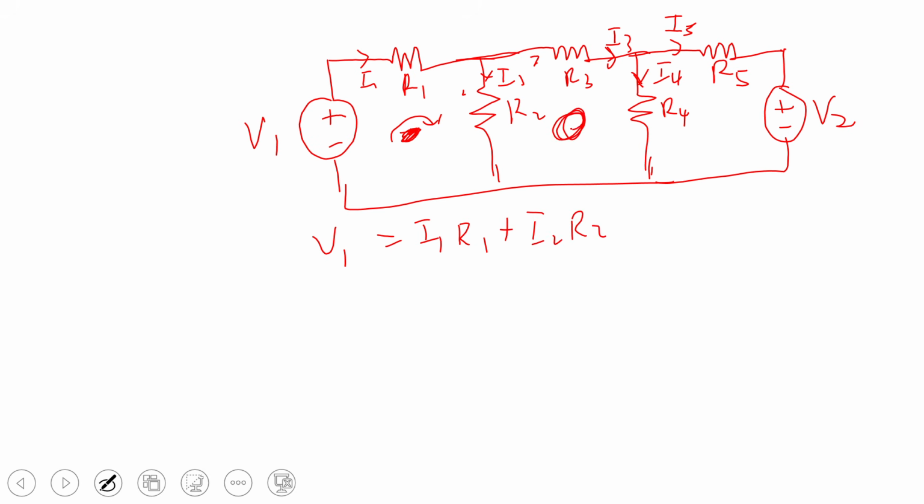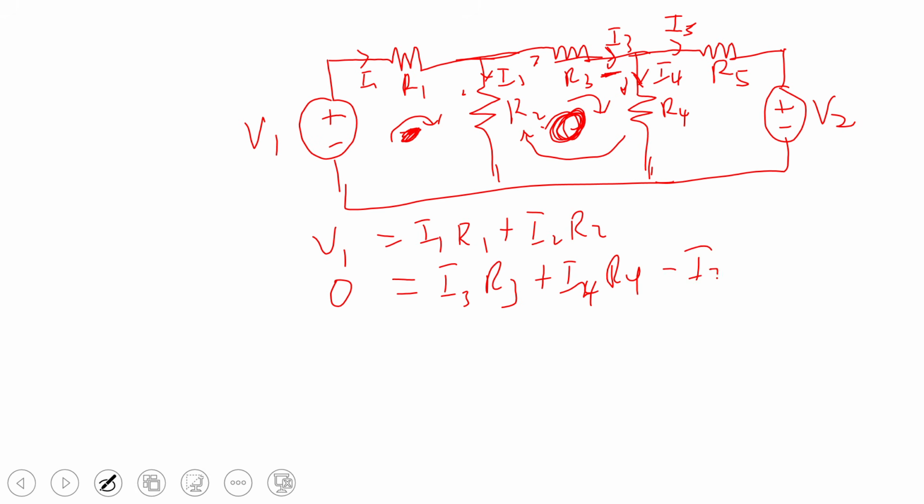Now let me take this particular loop and I'm also going in the clockwise direction. Now you can see that here, within this loop, I can't see any voltage source within this particular loop. So I'll say 0 is equal to, then here I'm following the I3 direction. So it's going to be I3, R3. Here I'm following I4 direction. It's going to be I4, R4. And here I'm going against the I2 direction. So I'll say minus I2, R2.